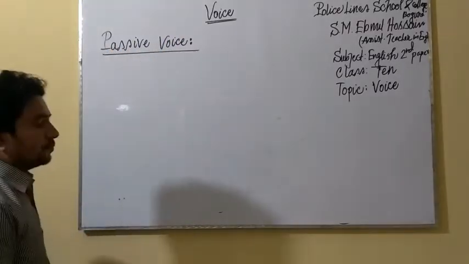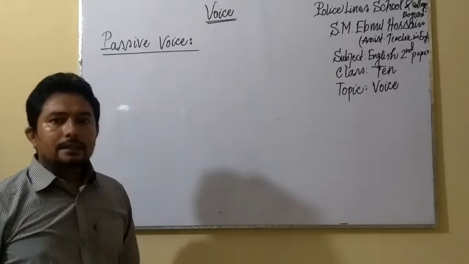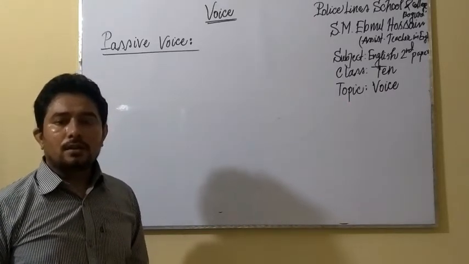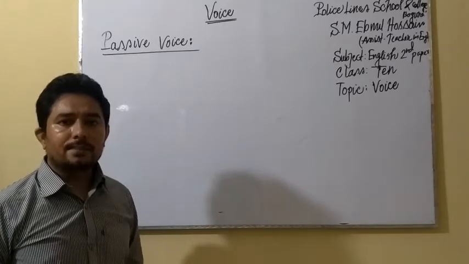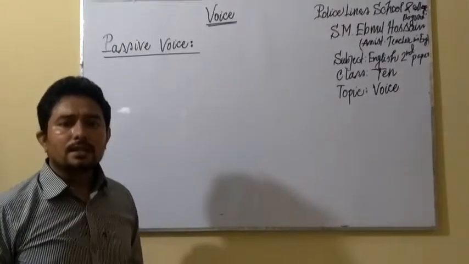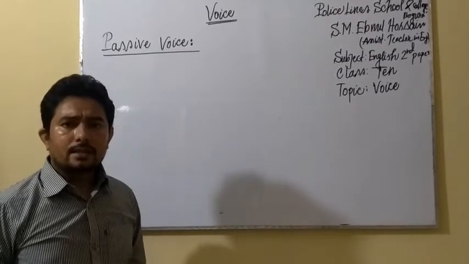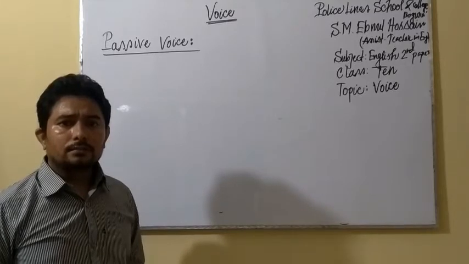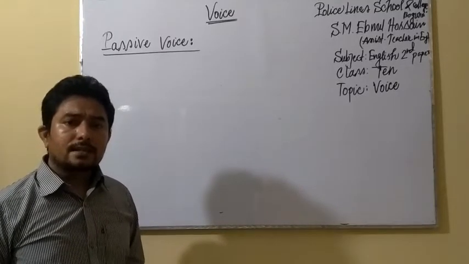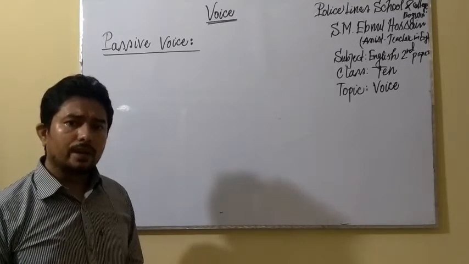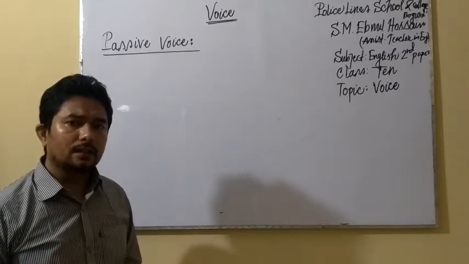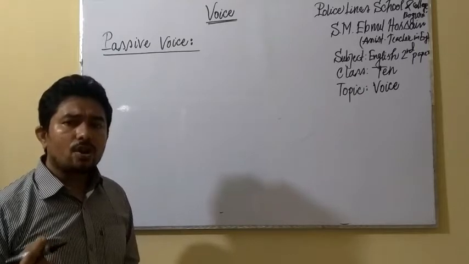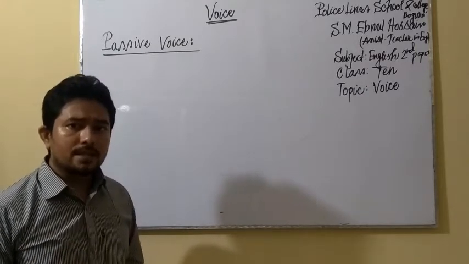Passive voice. We already learned that when the person or thing denoted by the subject does the action of the verb, then it is called active voice. Now we are going to learn about the passive voice. When something is done to the person or thing denoted by the subject, it is called the passive voice.